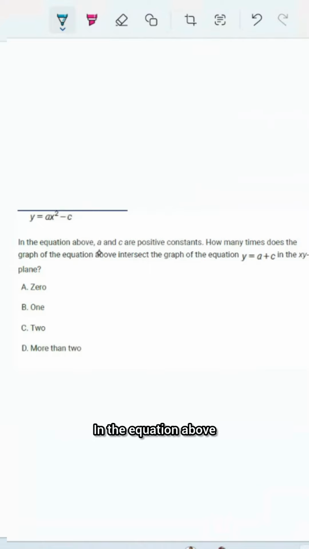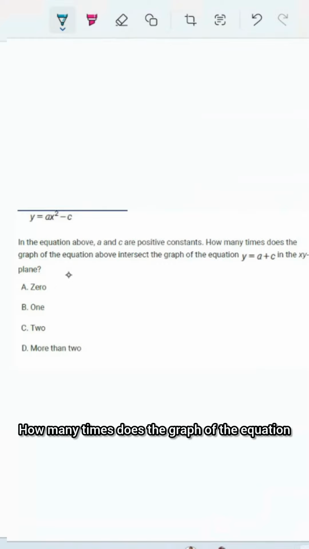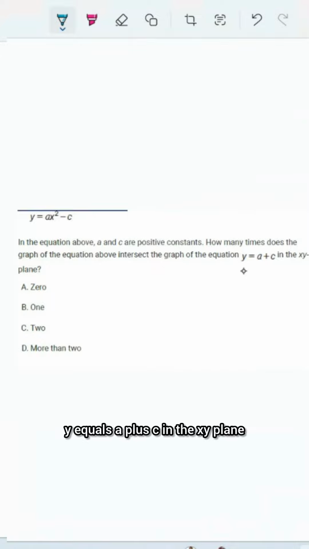Let's see. In the equation above, a and c are positive constants. How many times does the graph of the equation above intersect the graph of the equation y equals a plus c in the xy-plane? So here we have a quadratic equation, and the leading coefficient a and the constant term, they are both positive.